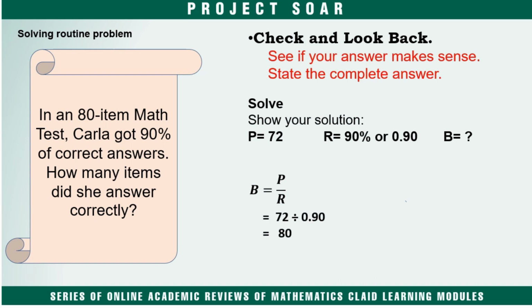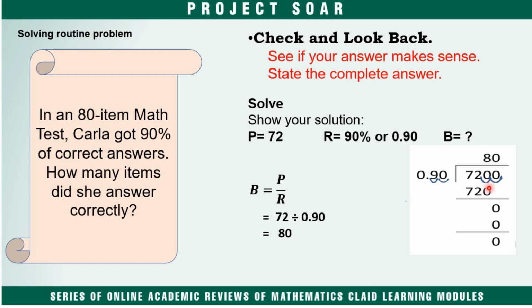Now, let us substitute the value of a percentage and rate in our formula. 72 divided by 90 hundredths equals 80. So here, our divisor has a decimal point. So, we are going to make this one a whole number by just moving the decimal point 2 places going to the right. The same with our dividend. Move 2 decimal places going to the right and put 2 zeros.